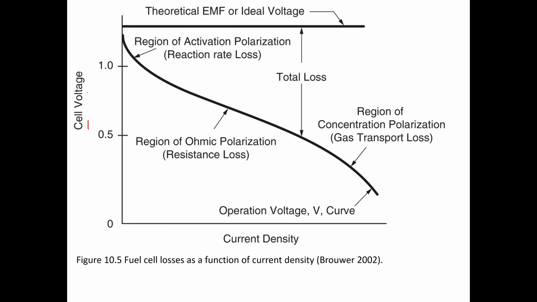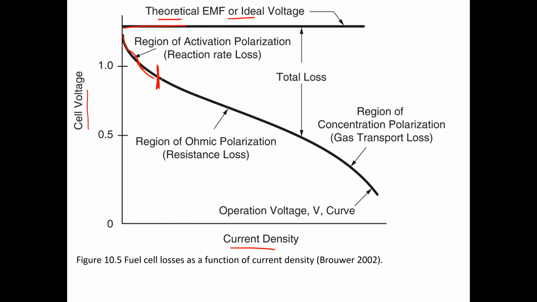Again, the y-axis is cell voltage, the x-axis is current density, and what you have here is that theoretical voltage that we were talking about, right? That ideal voltage that we've been calculating. And then as you're increasing your current demand, your voltage drops into what I would call the activation polarization region.